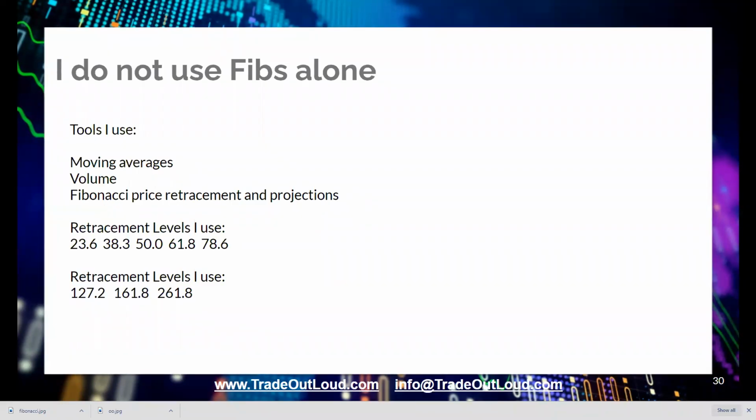So the tools I use, I want to break it down very quickly. I use moving averages. Don't use a lot of moving averages. You saw that I basically use the 10 exponential moving average. That's the only exponential moving average that I use. I use the 20 simple moving average, the 50 simple moving average, and the 200 simple moving average. So a set of 4 moving averages that I use on all my charts.